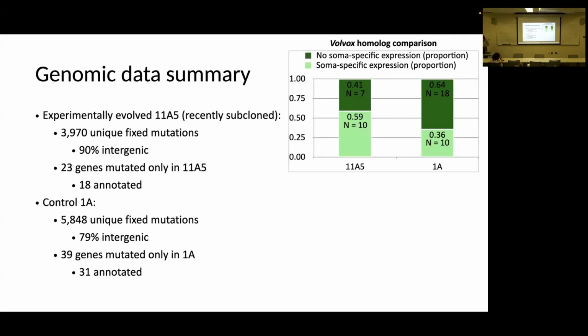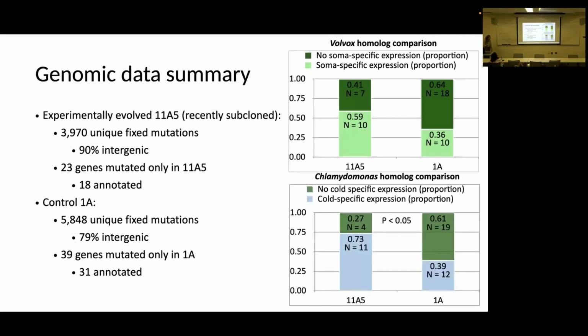Next, I looked at the Chlamydomonas homologs of these genes. And I found that in 11A5, almost 75% of the genes that are mutated only in the experimentally evolved line have Chlamydomonas homologs with expression in these cold shock pathways. So this cold shock pathway is being substantially modified. And this is significantly higher than what we see in the control, where there are significantly fewer genes associated with this cold shock pathway that are mutated.